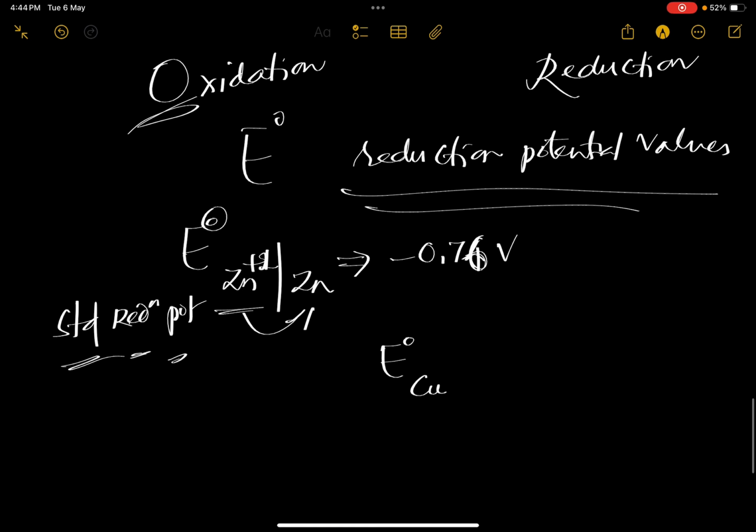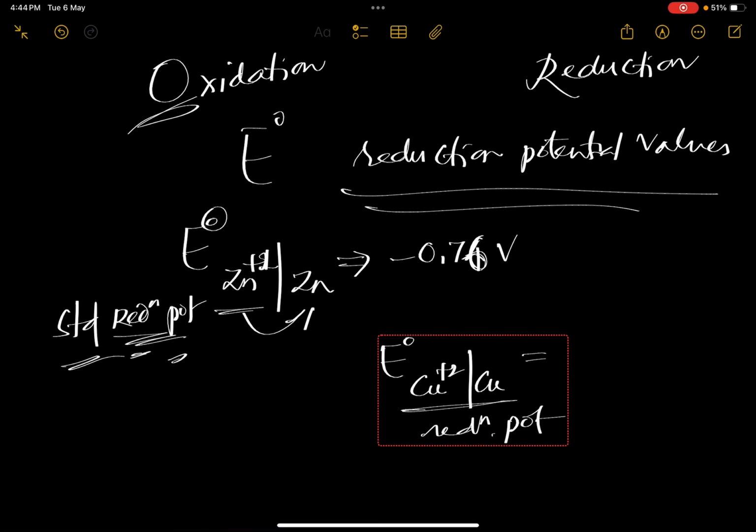And for copper it is going to be Cu plus 2 by Cu. This is also a reduction potential. Both are reduction potentials only. We need to take reduction potentials only. You will be given reduction potentials only. So that is going to be plus 0.34 volts.